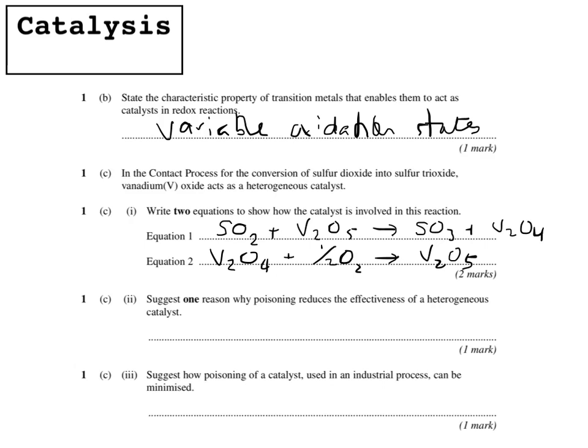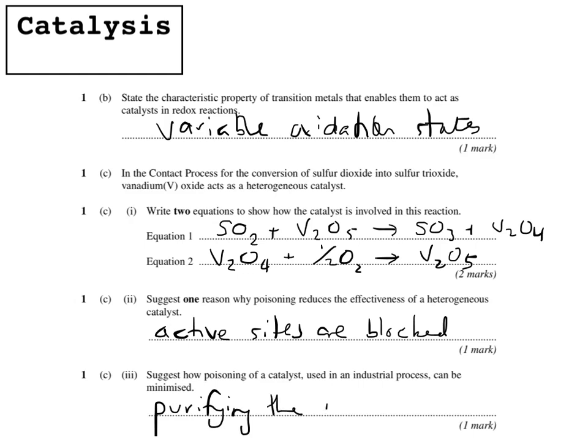And then it's just one reason why poisoning reduces the effectiveness of a heterogeneous catalyst. Active sites are blocked. And then finally, suggest how poisoning of a catalyst used in industrial process can be minimised, and that can be minimised by purifying the reactant mixture.